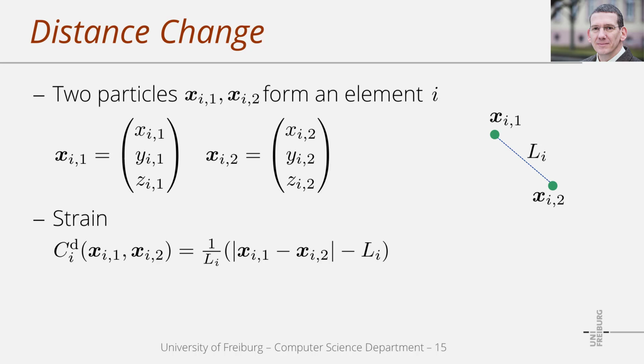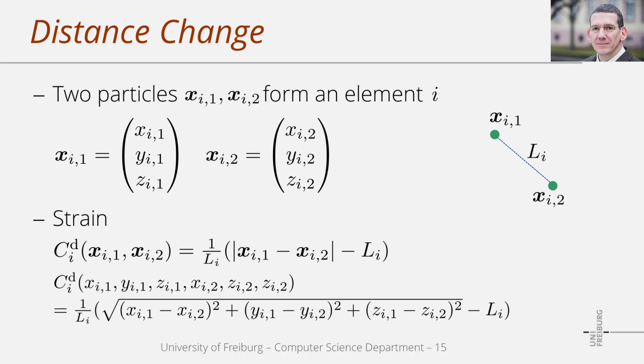Now we define some strain. We state that the scalar strain function Cdi is computed as the difference between the actual length of element I and its desired length Li divided by Li. Here d stands for distance, which indicates that we consider a distance deviation in the strain function. Finally, the strain function can also be written in terms of the three components of xi1 and xi2.